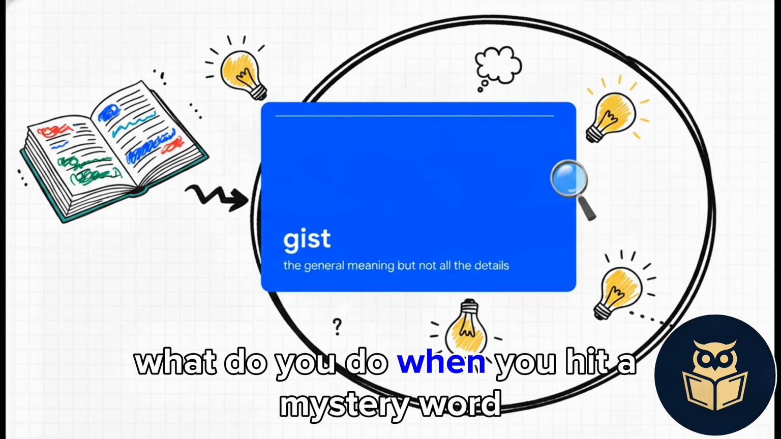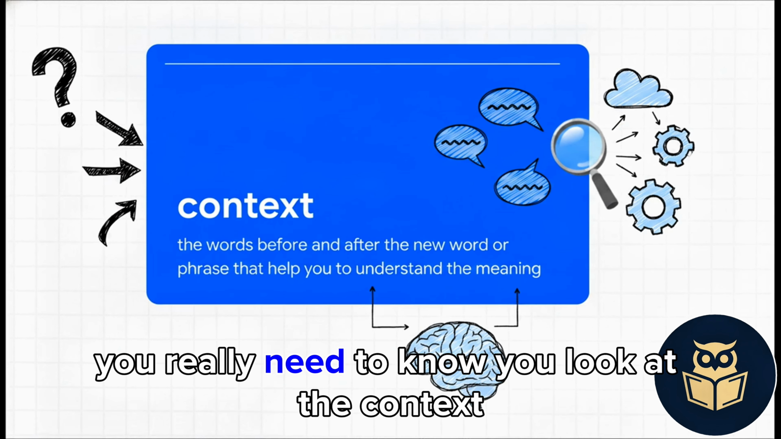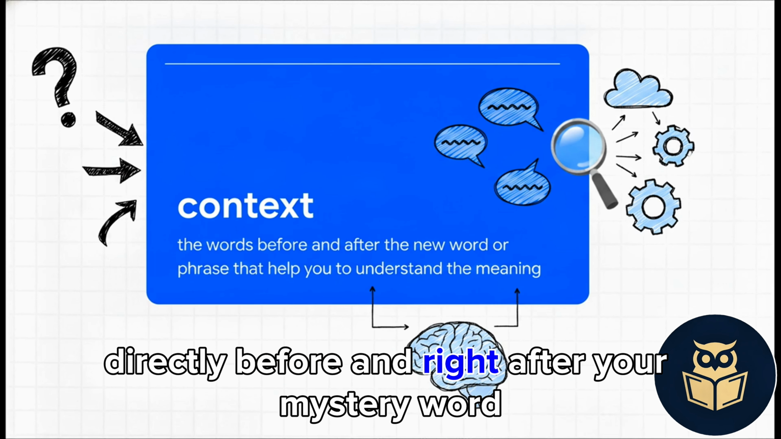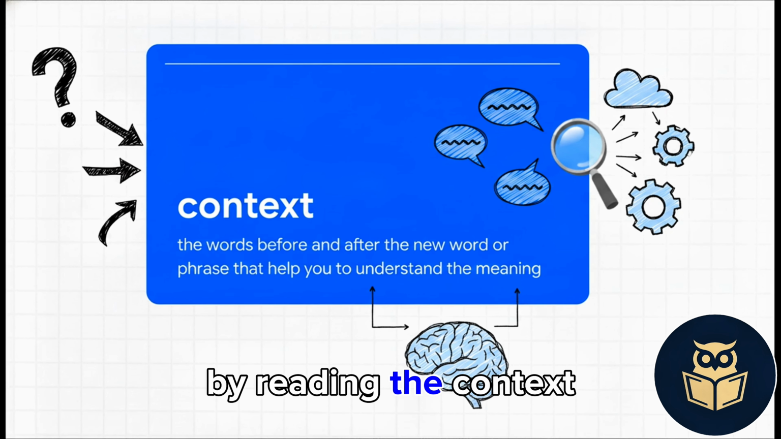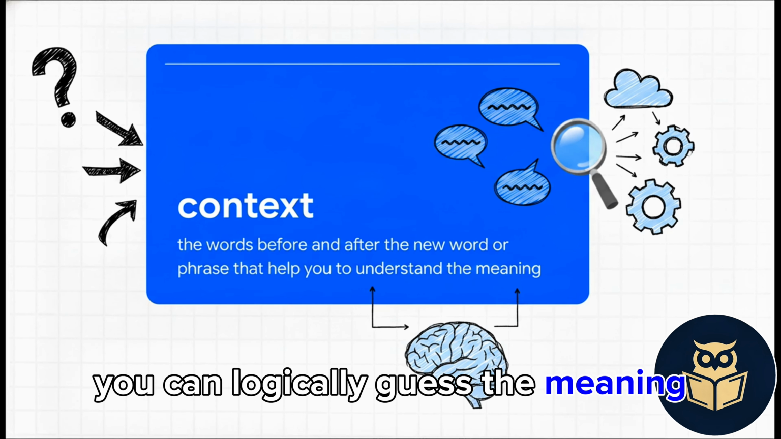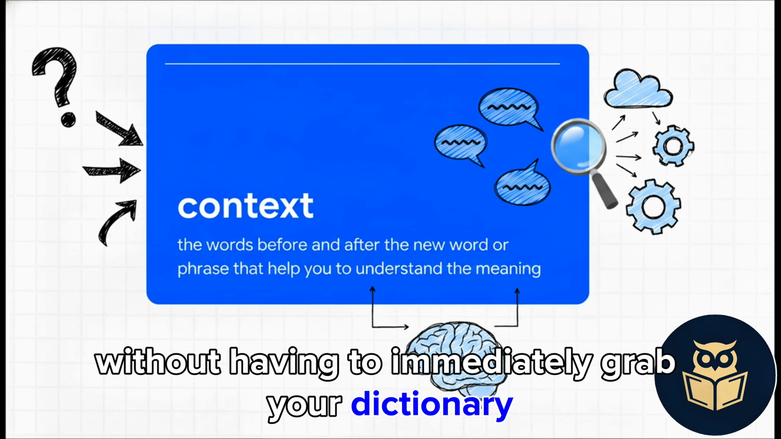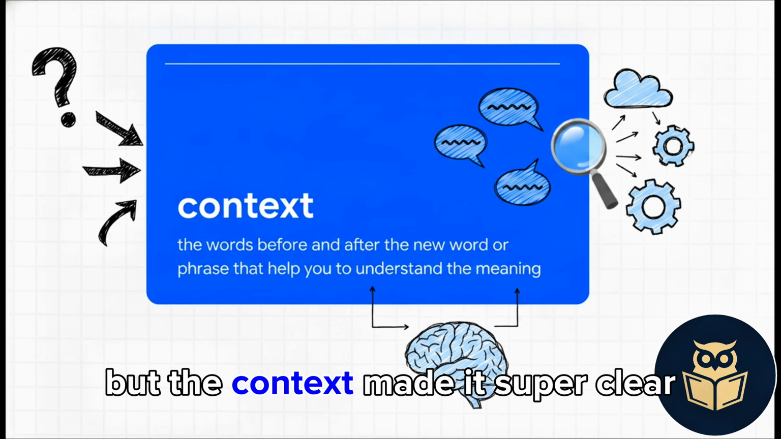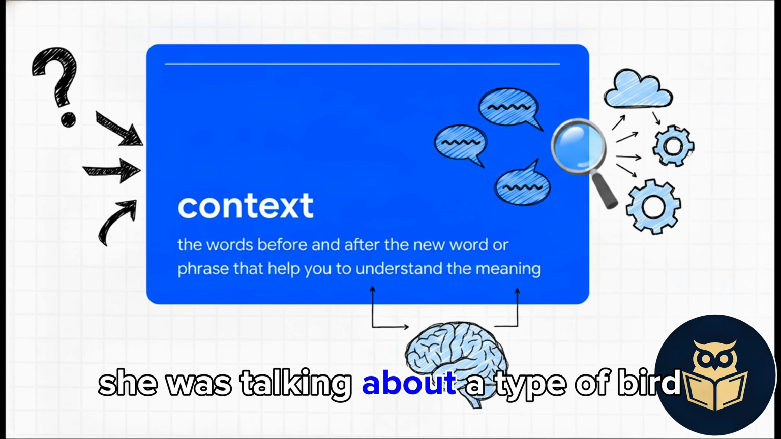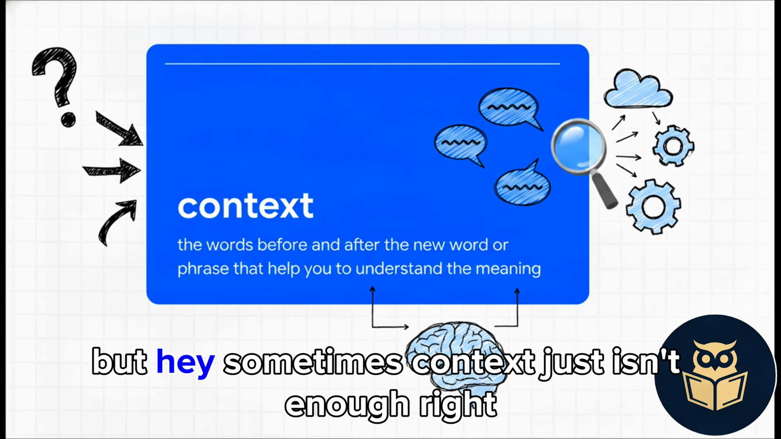So what do you do when you hit a mystery word you really need to know? You look at the context. That's the words directly before and right after your mystery word. By reading the context, you can logically guess the meaning without having to immediately grab your dictionary. Like, I didn't know the word, but the context made it super clear she was talking about a type of bird. But hey, sometimes context just isn't enough, right?